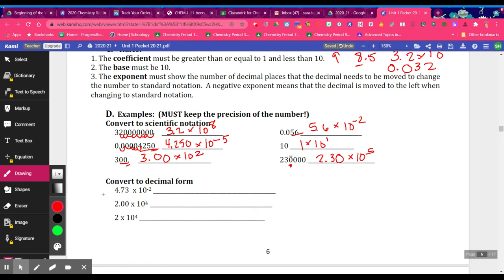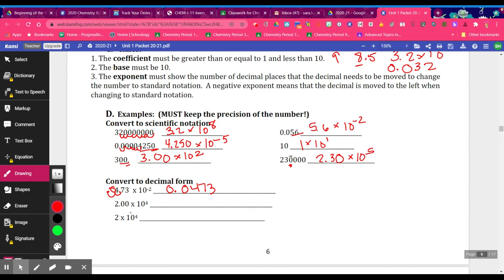We're moving it 2 times to the left. Okay, so I'm going to put a 0 here as a placeholder so I know where my decimal is. 0, 4, 7, 3, because I move it 2 times. 1, 2, put my decimal there, fill in my 0.